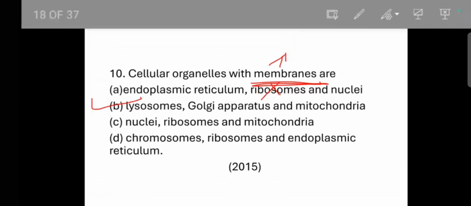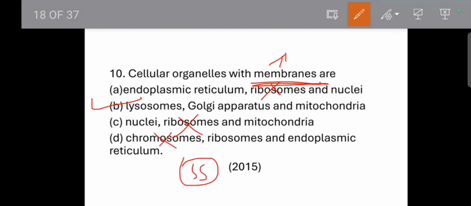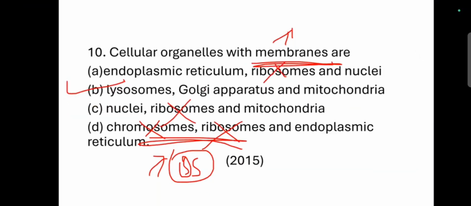These structures are membranous structures. The third one is the nuclei, ribosomes and the mitochondria. The ribosome doesn't have a membrane, so it is the wrong one. The chromosome is present in the nucleus, and it is not bounded by any membrane. The chromosome doesn't have its own membrane, while the nucleus has one. So the chromosome option is also a wrong statement, it's the naked one, and the ribosomes also don't have a membrane. So these two are the wrong ones. The right statement is the lysosomes, Golgi apparatus and the mitochondria.